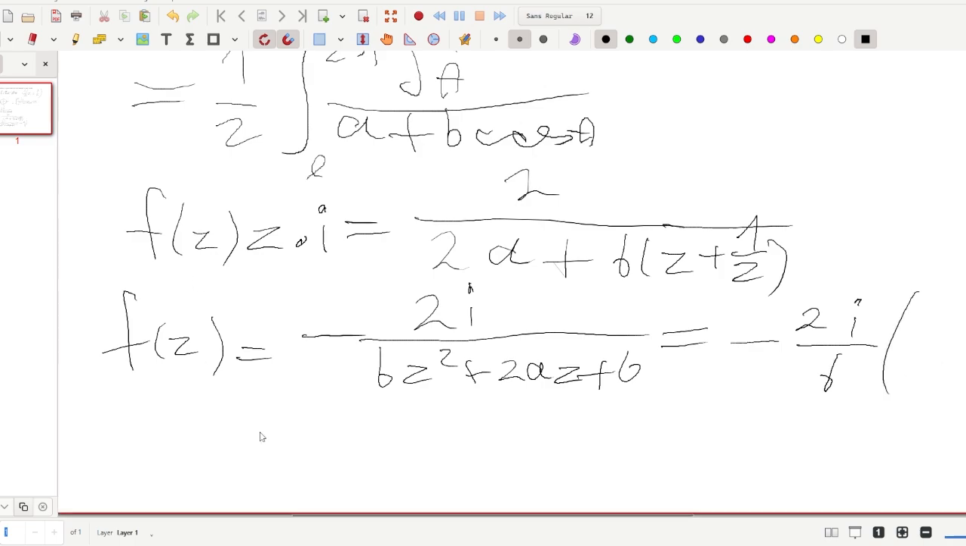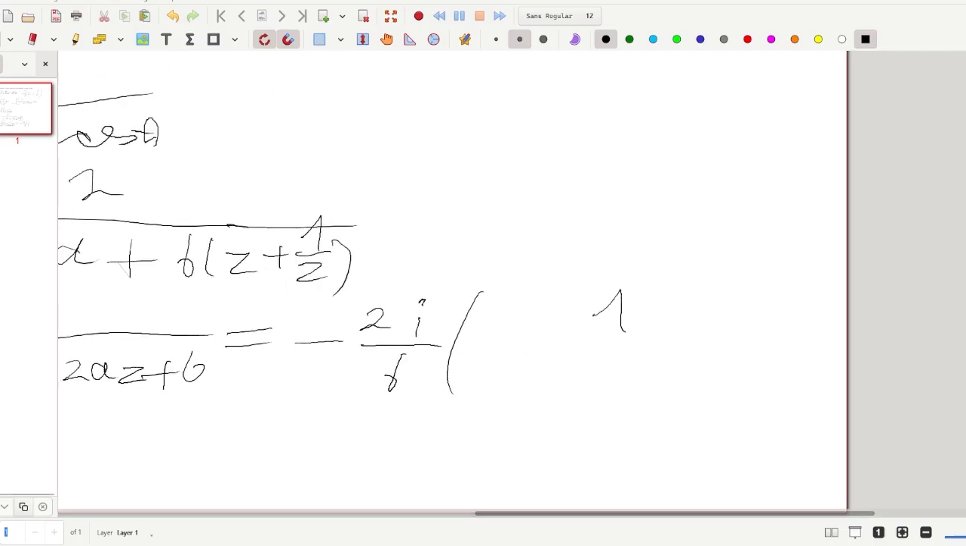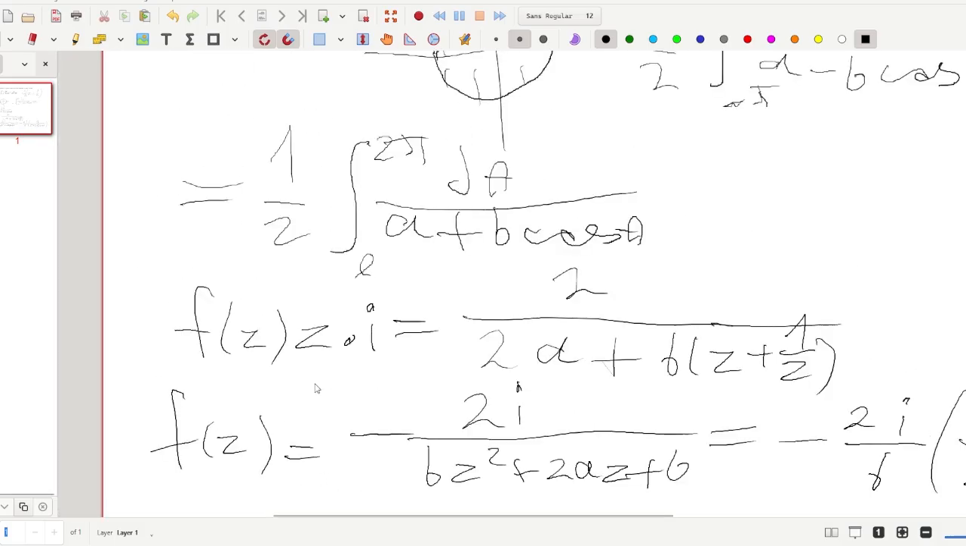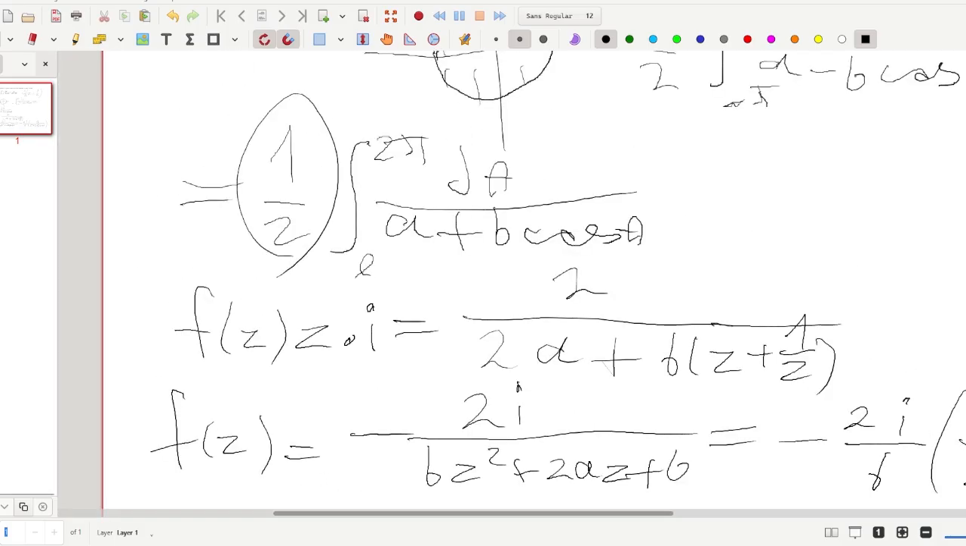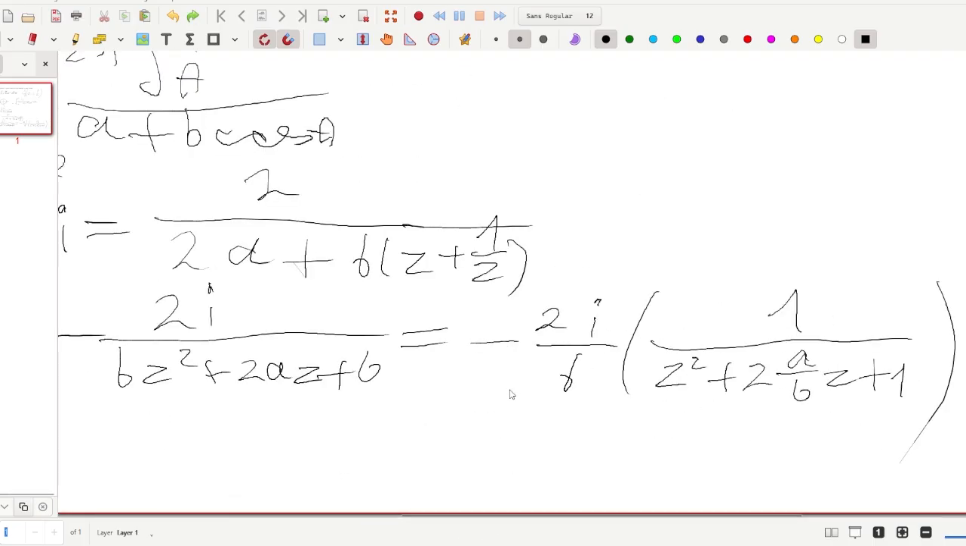And here we have a pretty simple quadratic left, which is z squared plus 2a over b z plus 1. And now this is f of z specifically, but we deal with 1/2 of the integral, so this all cancels out when we need to just evaluate the contour integral for this over the complex circle and to get rid of the 2 here.